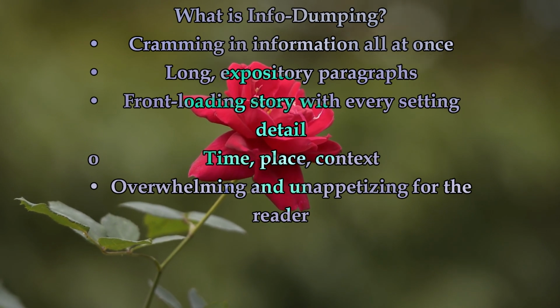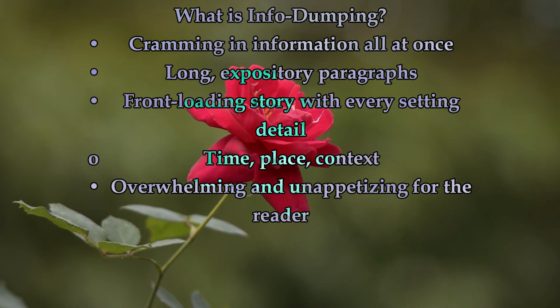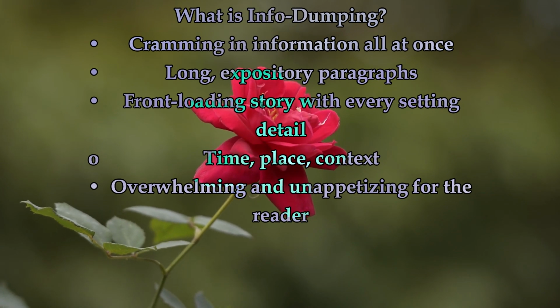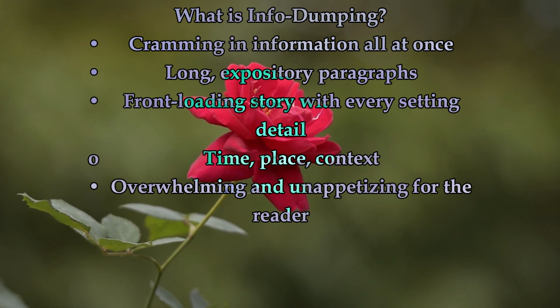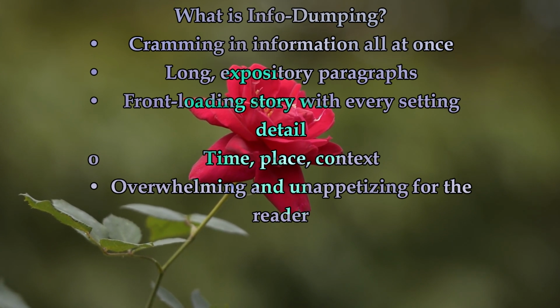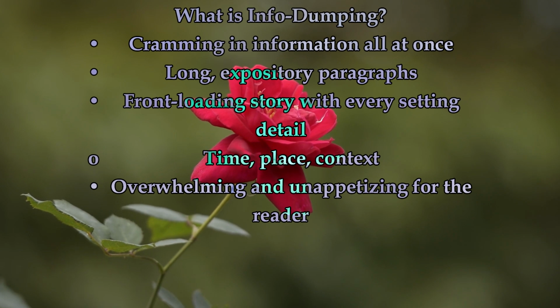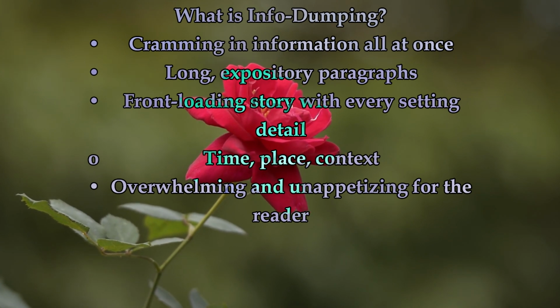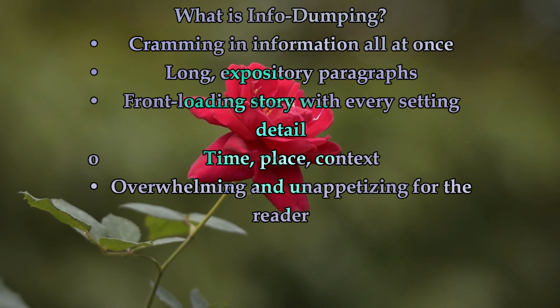Info dumping is when a writer tries to cram in a whole bunch of information all at once, usually in the form of long, expository paragraphs. And when it comes to setting, it often means front-loading the story with every single detail about the time, place, and context, rather than carefully selecting and threading the most essential tidbits throughout. It's like being forced to eat an entire 3-course meal in one gigantic bite. It's overwhelming, unappetizing, and likely to make you lose your appetite altogether.